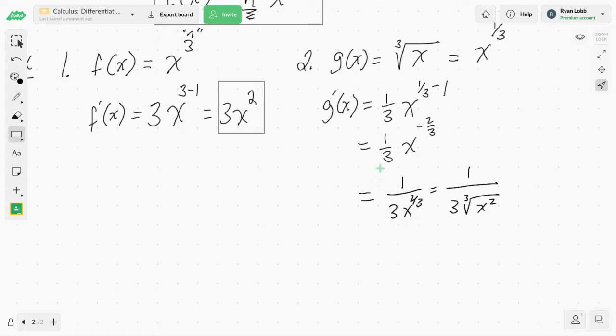I mean, all those are correct. It's just usually a standard way we're going to write it either with the positive exponent or in radical notation. So there's the derivative of g of x, which is the cube root of x. Let's do one more here.